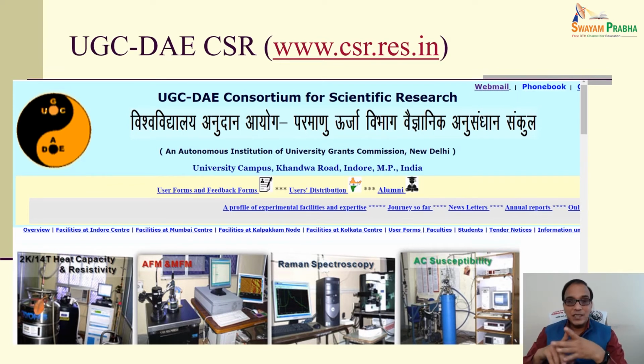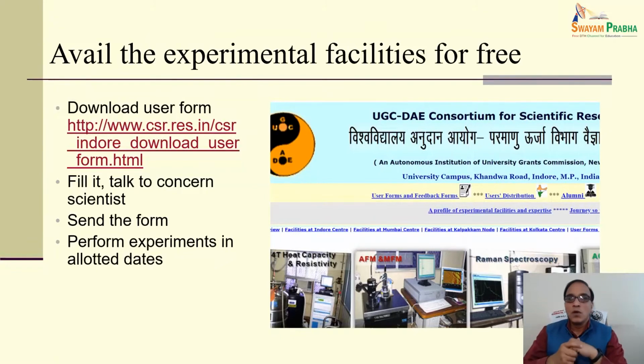So presently there are 4 centers working. Apart from it, one more center is there, an accelerator center in Delhi, but UGC DAE CSR has the 4 centers. So this is the website. You can go ahead with this website and avail the facilities. Let's see how. When you put this website in your browser, you will see that the download user form is scrolling there.